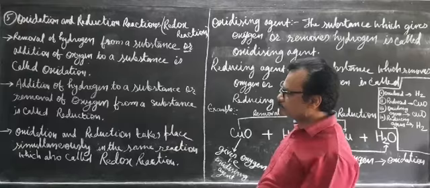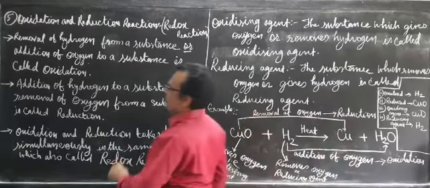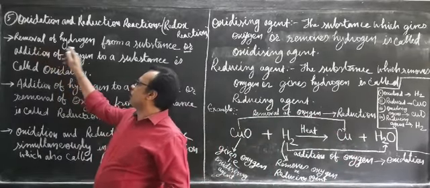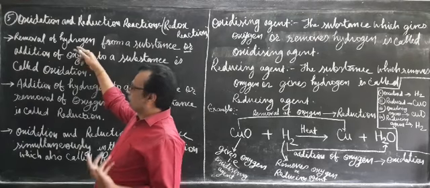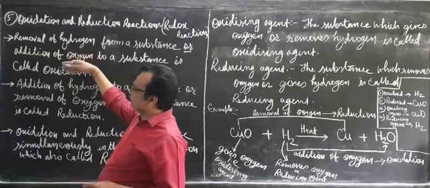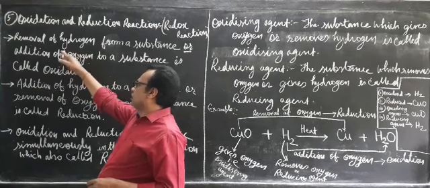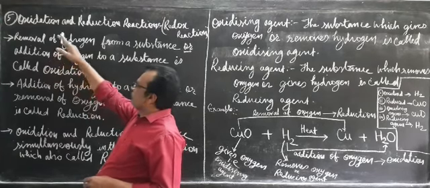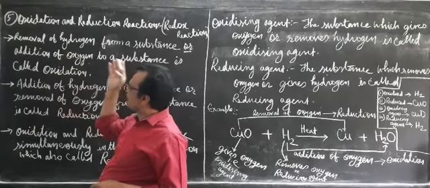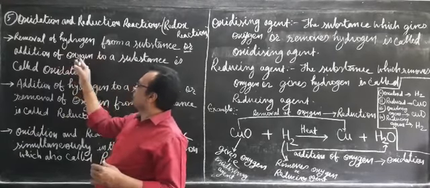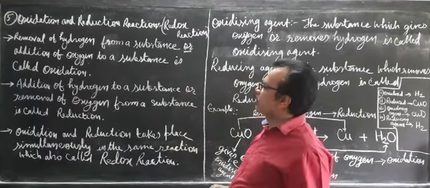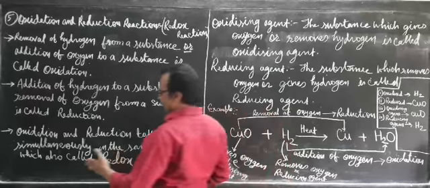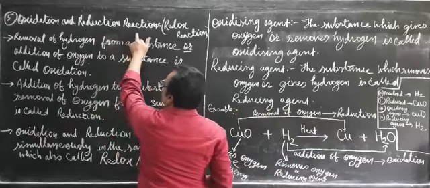So remember the definition: out of these two processes, either the removal of hydrogen or the addition of oxygen, if any one of them takes place, then you decide it is an oxidation reaction. If you see a removal of hydrogen or addition of oxygen, you understand it is a process of oxidation. Now the other one, the reduction reaction.